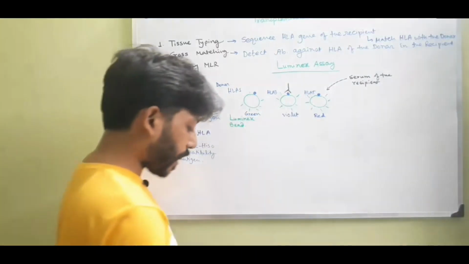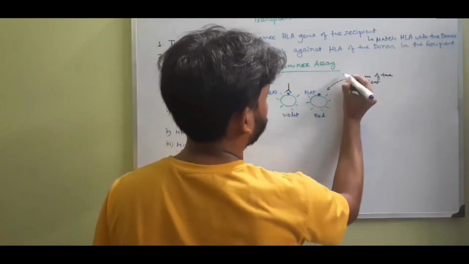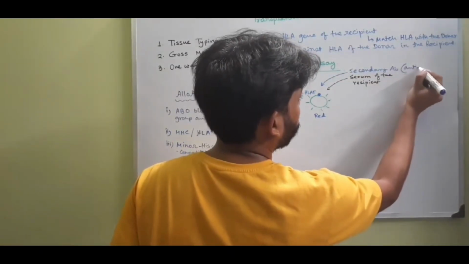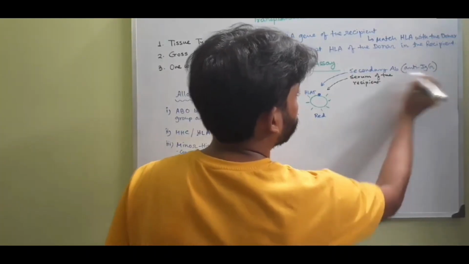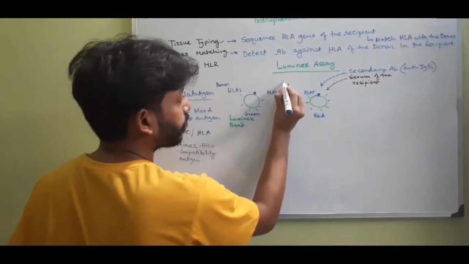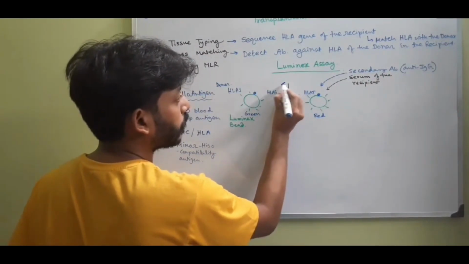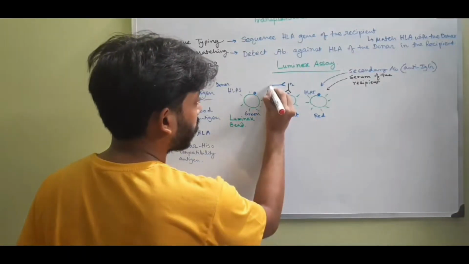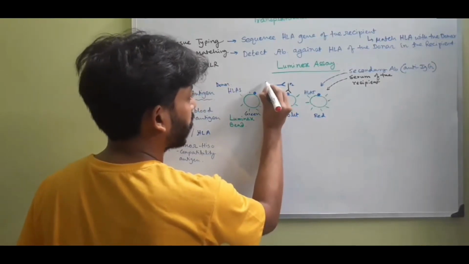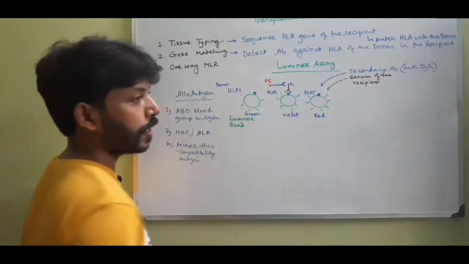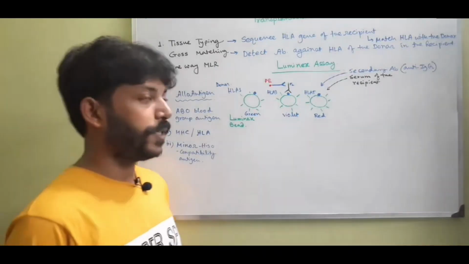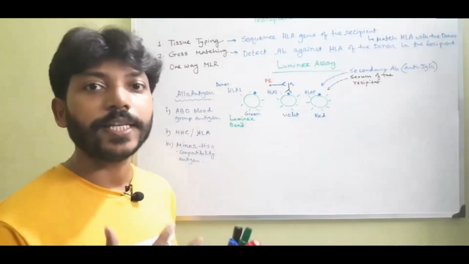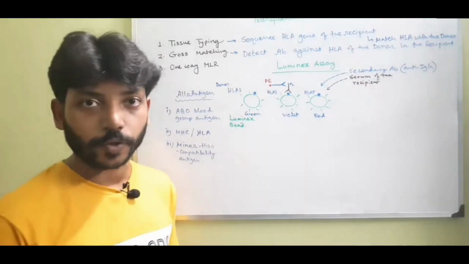Now they put another thing into this system that is called a secondary antibody, that is anti-IgG antibody. This secondary antibody can bind with the Fc region of the recipient's antibody. Now they tag this antibody with fluorescence. Let's assume this is the PE tag. It could be PerCP or PE-Cy7, any fluorochrome, but they tag this antibody with a fluorochrome.